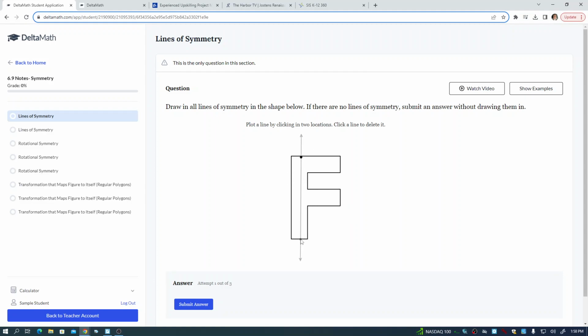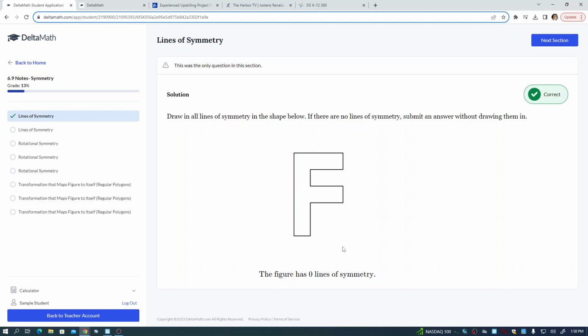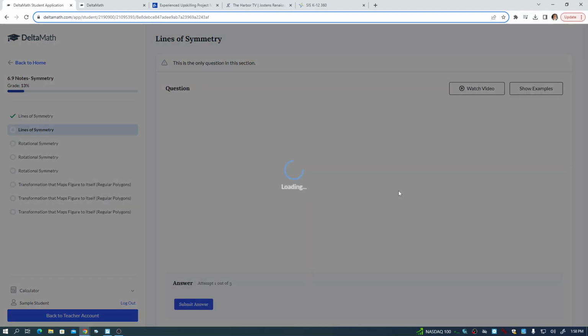I couldn't do anything vertical like this because if I folded this over, this would go over to the left. So this is not symmetrical. This letter F actually has no lines of symmetry. So this is one where you would just submit it and you're done. Okay, let's try another one.